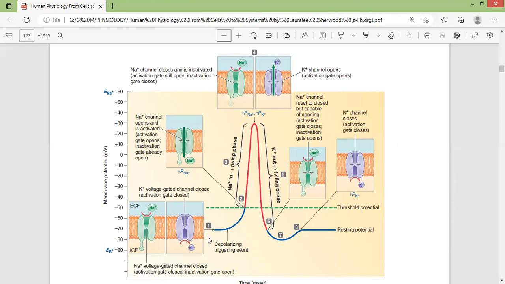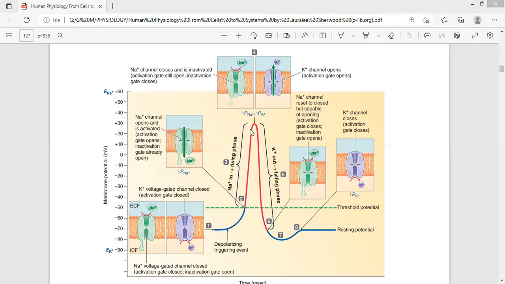Yeah, he's covered everything. We have the depolarizing triggering event, for example, based on the type of receptor it is. If it's, for example, a thermoreceptor, the temperatures getting high or low will trigger it, and then it will reach a threshold potential. At the threshold potential, you have your sodium channels being opened, and it will go all the way to plus 30 millivolts, where it will plateau.